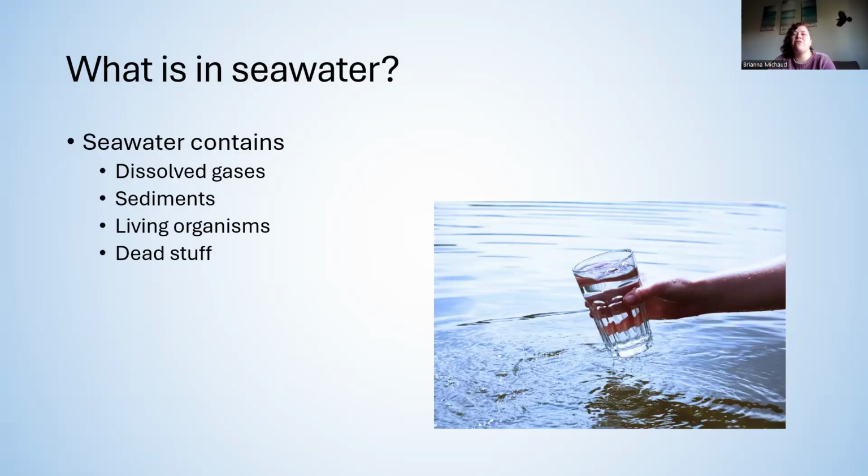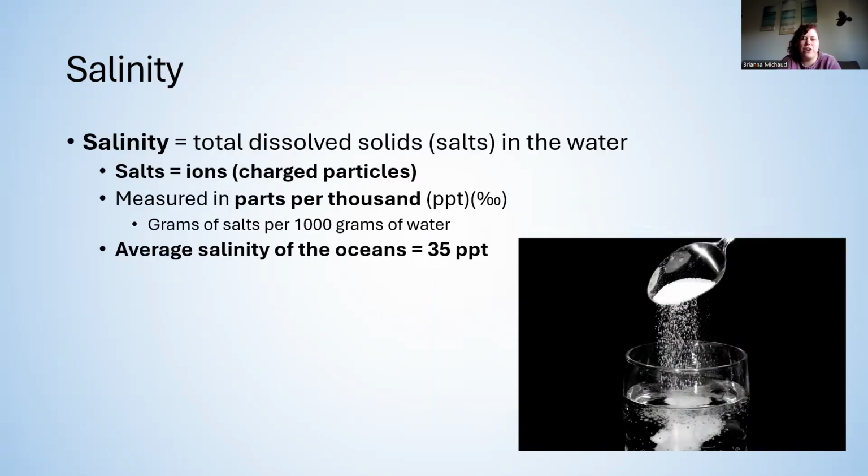Also, dead stuff. So, you might have little bits of dead organisms, or little pieces of a dead plant or dead phytoplankton. So, there'll also be dead stuff in the water. Metals. So, you might have stuff like iron, magnesium in there and other salts as well. So next we're going to talk about those salts.